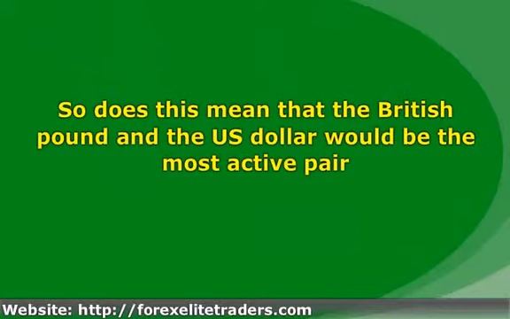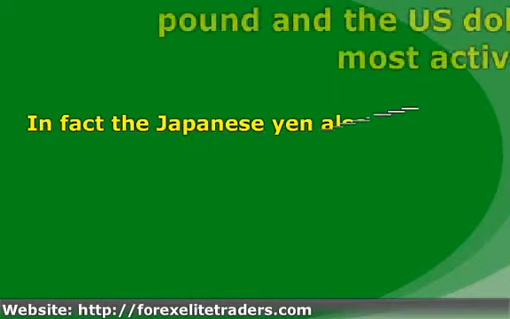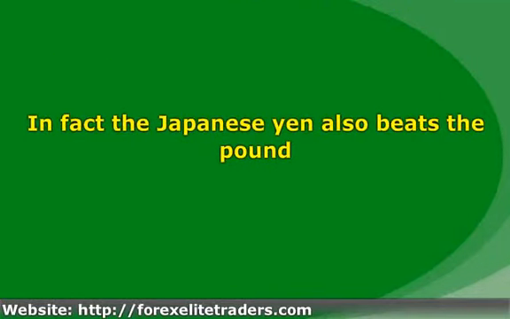The euro has a much higher volume of trades than the pound. So EUR/US dollars is the most heavily traded pair, even on the London trading floor. In fact, the Japanese yen also beats the pound. Globally, the three most traded pairs are EUR/US dollars first, US dollars/JPY second, and GBP/US dollars third.